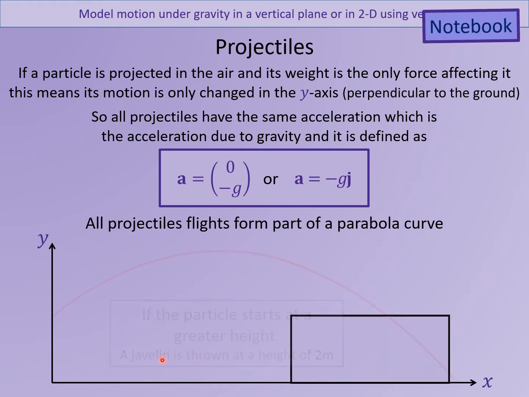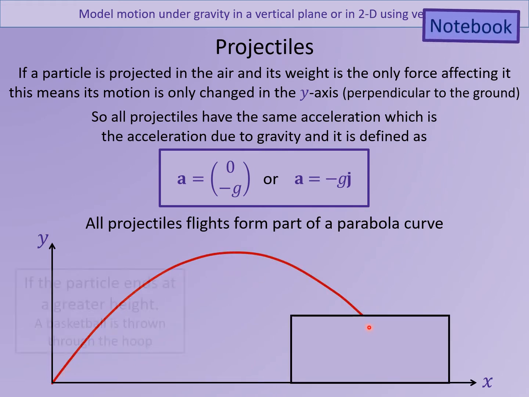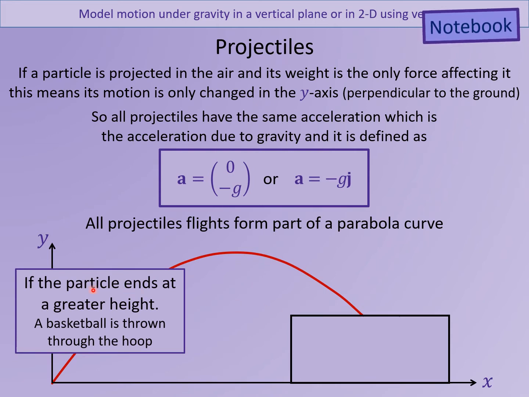You might get a situation where it does the opposite. It fires from the ground and then goes up and hits, let's say, a net. If it's a basketball problem, you throw the basketball in the air and it lands through the basket. You might have a ball being kicked onto a roof. You've got different situations, but if you notice, you still get this nice parabola shape.